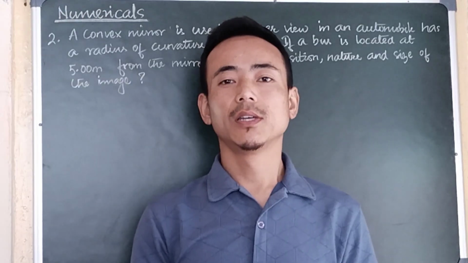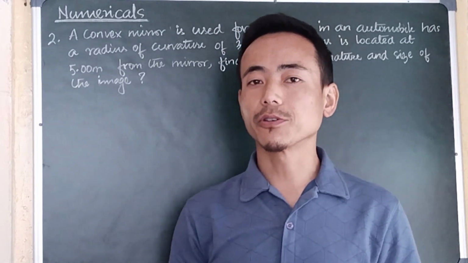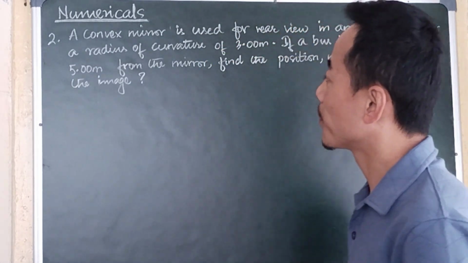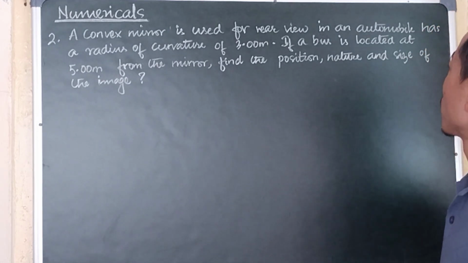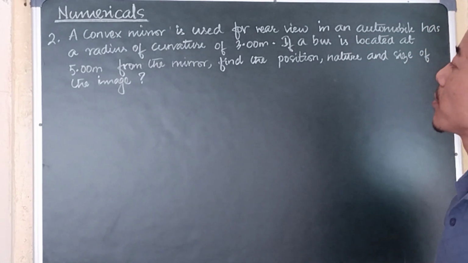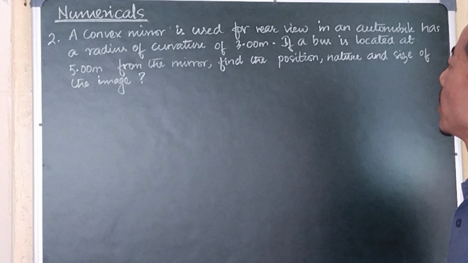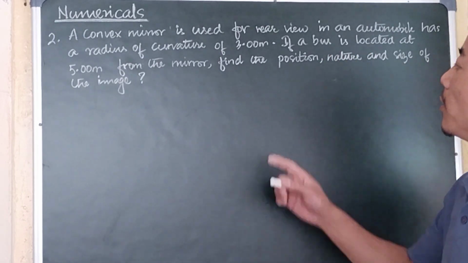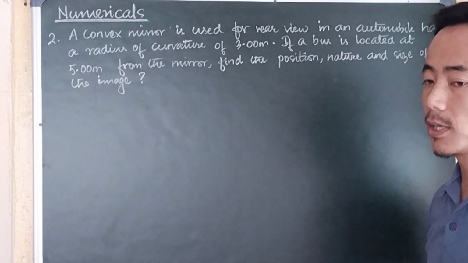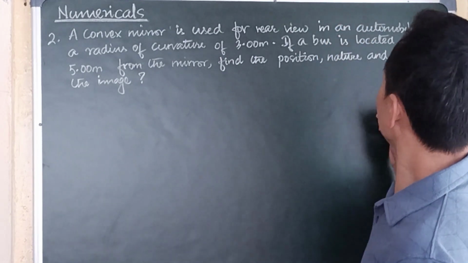Alright, so this is the second question. So let's read the question first. A convex mirror used for rear view mirror in an automobile has a radius of curvature of 3.00 meter. If a bus is located at 5.00 meter from the mirror, find the position, nature and size of the image. So automobile means vehicles.